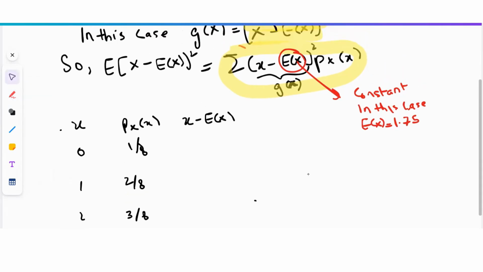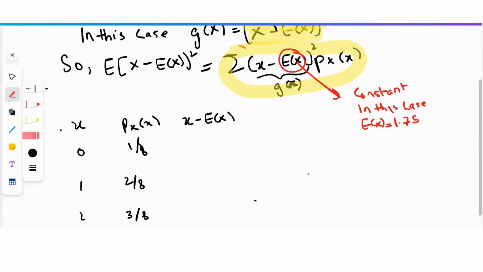Remember that what we're interested in is that we multiply g(x) with p(x). For this, we want to find what (X minus expected value of X) whole squared is for each value of X, and for each value of X we multiply it with its corresponding probability and then add it up. We want to see what (X minus 1.75) squared is. So for each value of X, we find the value of this function, multiply it with its corresponding probability and add it up.